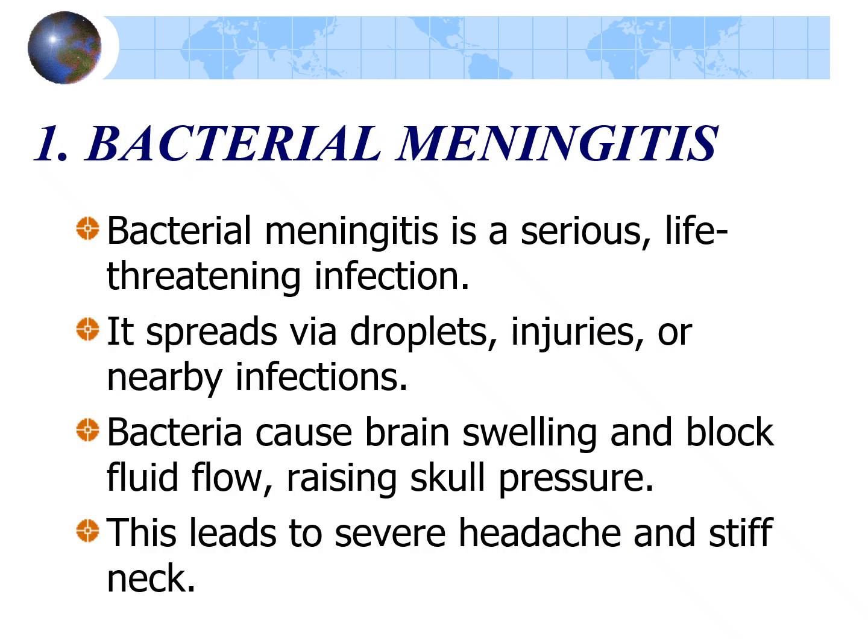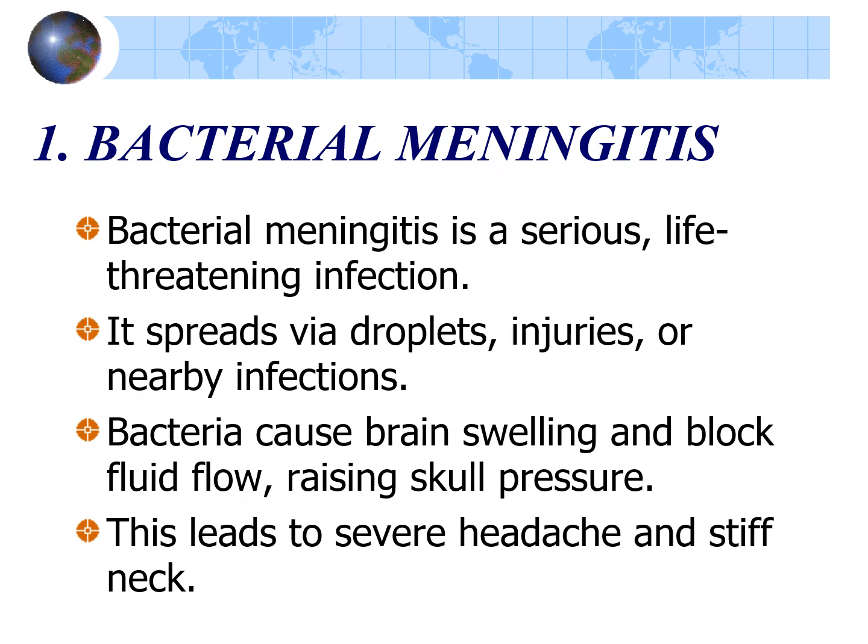First up, bacterial meningitis. This one is serious and life-threatening if not treated quickly. Now, how does it spread? It spreads through airborne droplets like sneezing or coughing. It also spreads through direct injuries like skull fractures. Not only that, it can also spread from infections like pneumonia or even a rotten tooth. Once bacteria invade the bloodstream, they can cross the blood-brain barrier, and that's when things get dangerous.